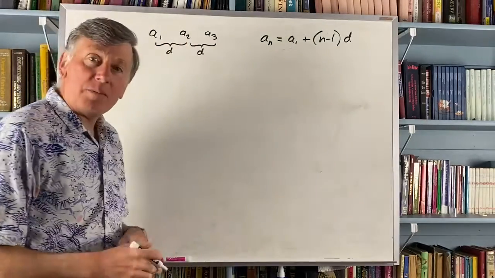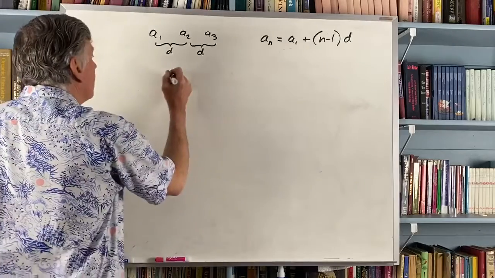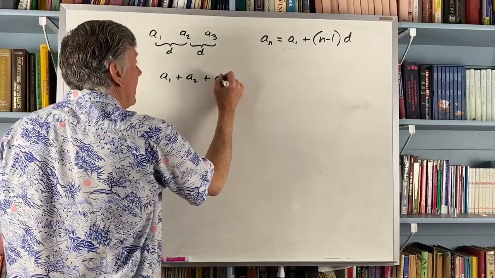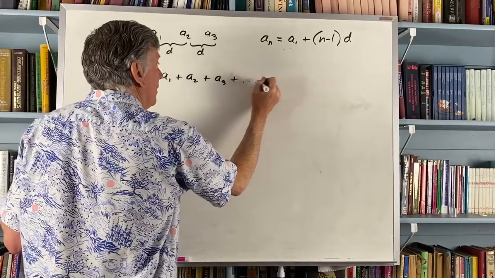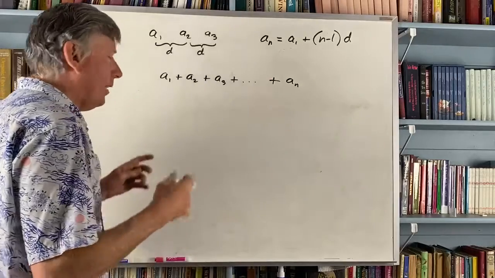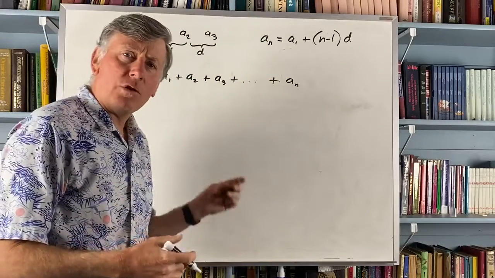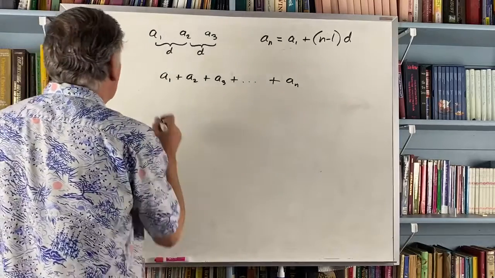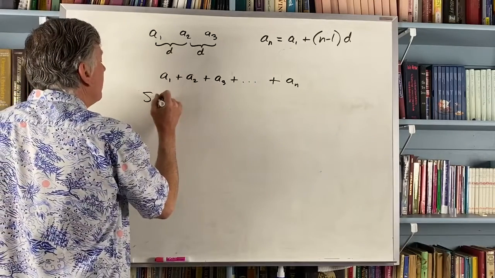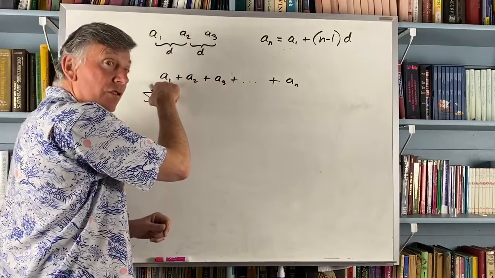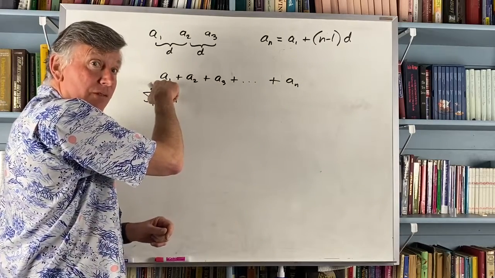But now I want to talk about summing up these things. So I have a1 plus a2 plus a3 plus and so on plus a sub n. And I want to develop a formula for what these partial sums will be. S1 is going to be just the first term. I'm just taking the first term, I'm not adding anything to it, that's my sum.